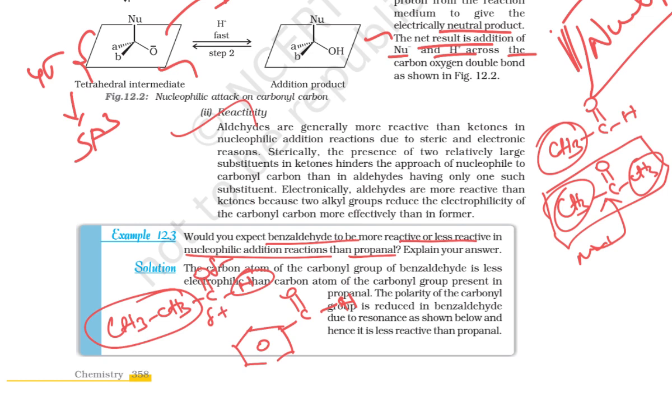But in the case of benzaldehyde, the oxygen also pulls the electron towards itself, and then the benzene ring also pulls the electron towards itself. So this is a minus R effect. At that time there is more polarity on the carbon and oxygen in propanal, but in benzaldehyde the carbon-oxygen bond does not have that much polarity compared with propanal. That is the reason why propanal is more reactive.